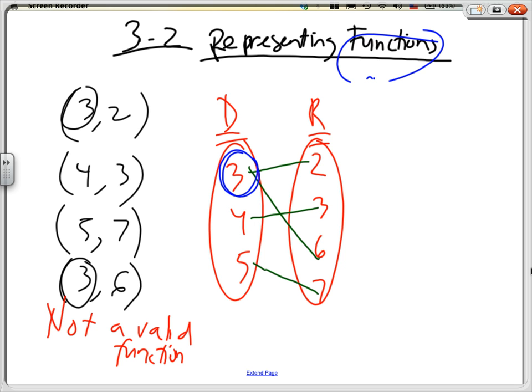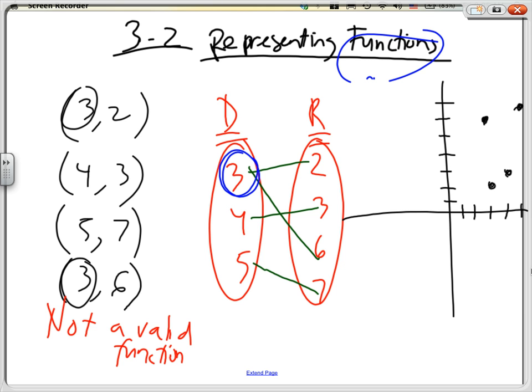One more way to validate this is by actually graphing. Watch this. If I use a coordinate plane and plot every single point: 3, 2, so 1, 2, 3, go up to 2. 4, 3, so it's going to go 4 and 3 up. What else? 5, 7, right? So 5, 4, 5, 6, 7 right there. And I also have 3, 6 right there.